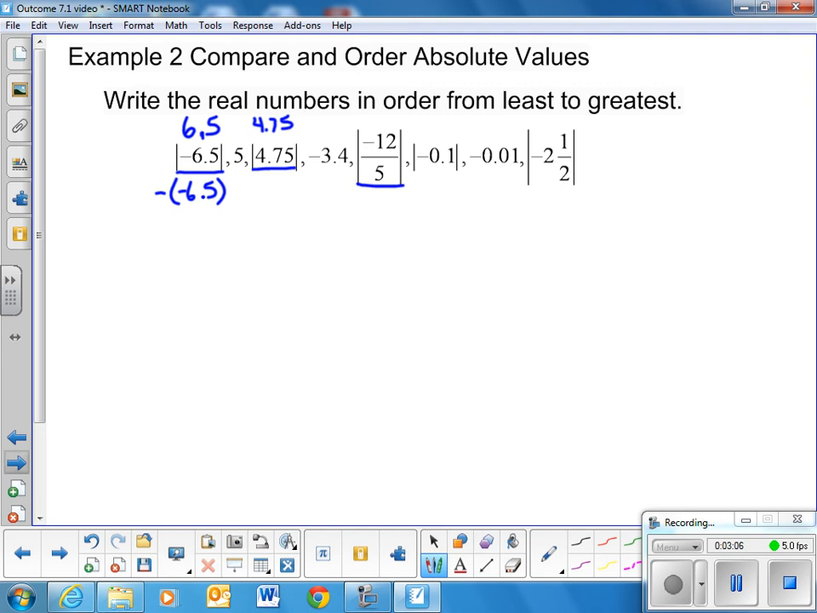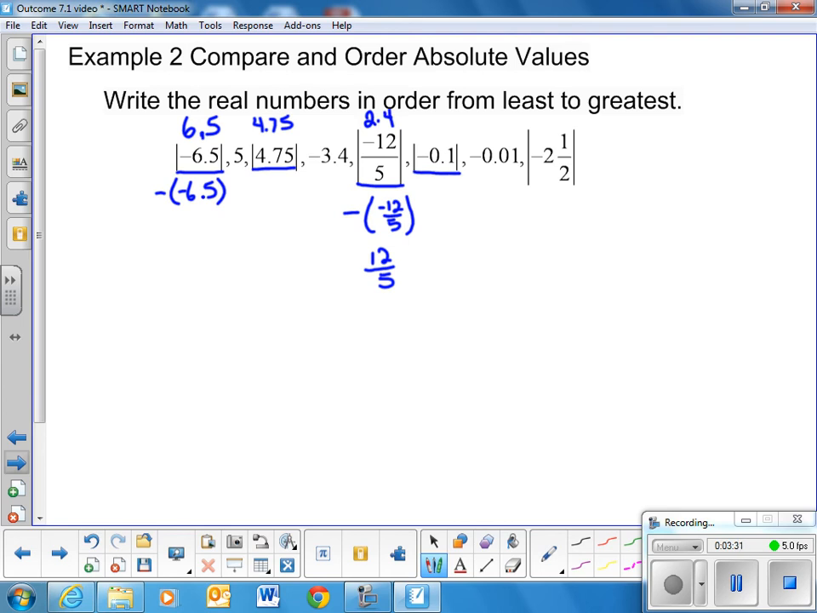Our next number is the absolute value of negative 12 over 5. Since what's inside those absolute value signs is less than 0, to evaluate it, we take the negative of what's inside there. So we end up with positive 12 over 5, which works out to, as a decimal, 2.4.